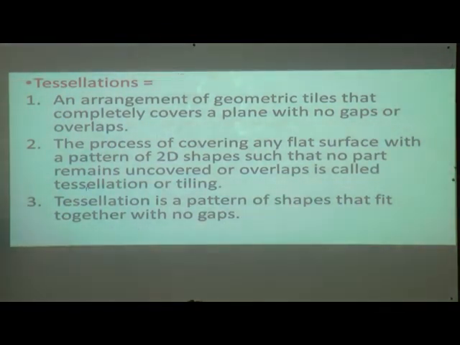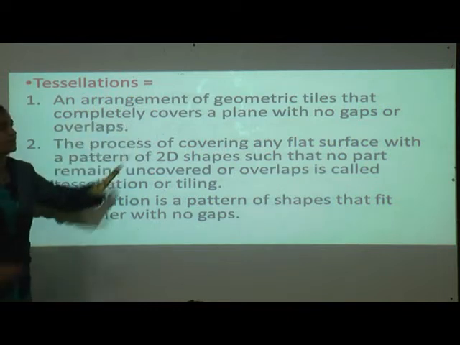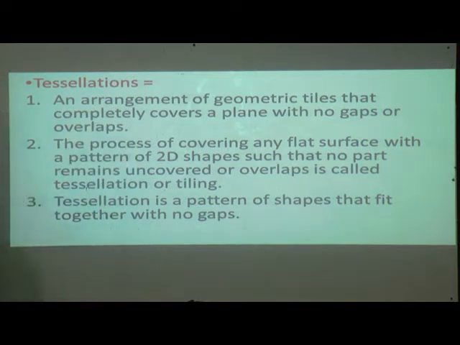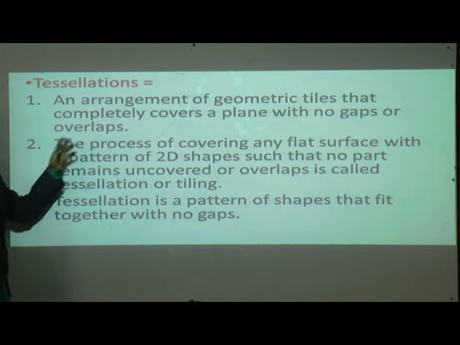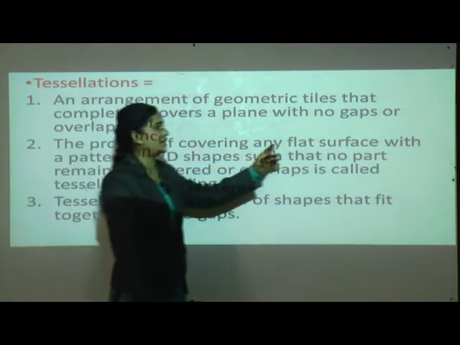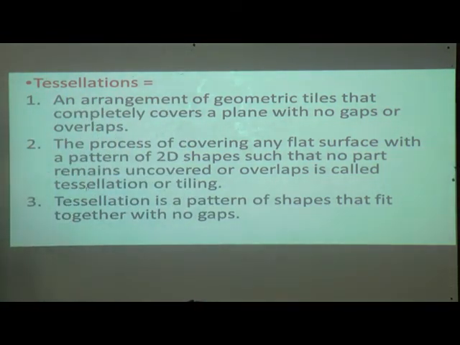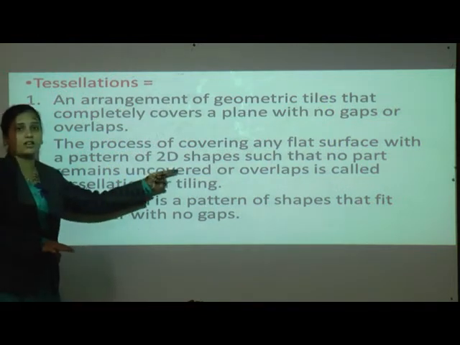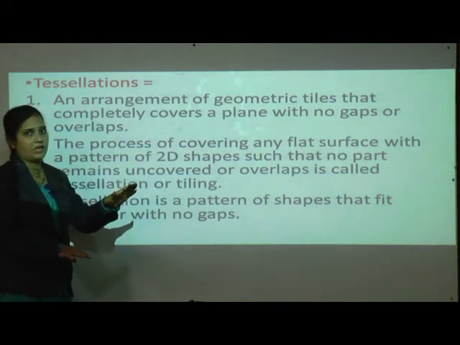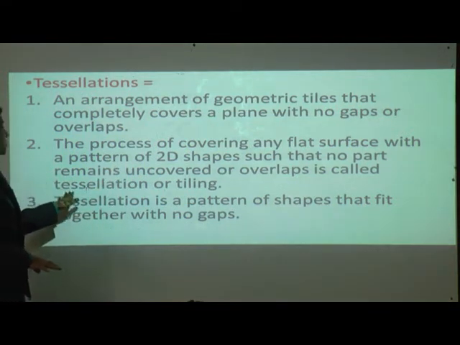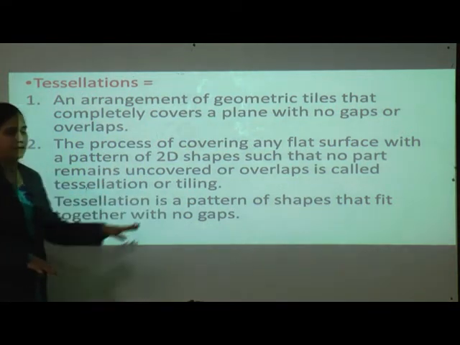An arrangement of geometric tiles that completely covers a plane with no gaps or overlaps. Okay, now the process of covering any flat surface with a pattern of 2D shapes such that no part remains uncovered or overlaps. This is very important. It's called tessellation or tiling.